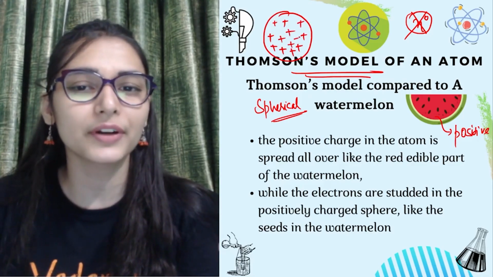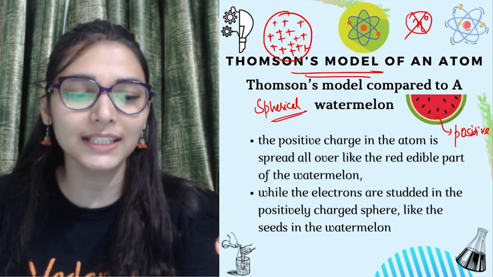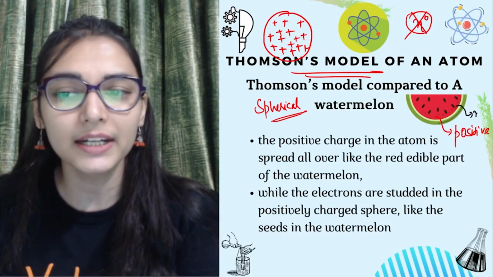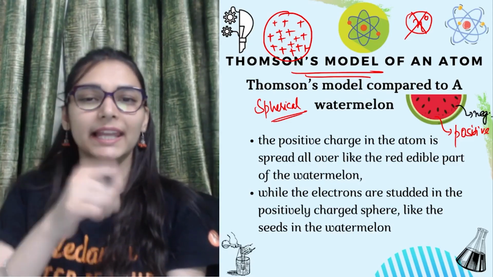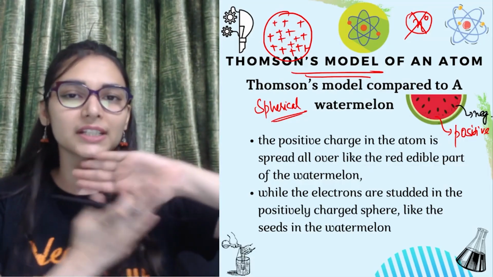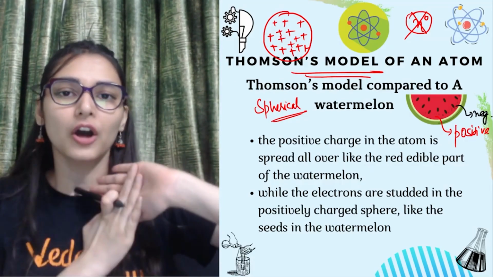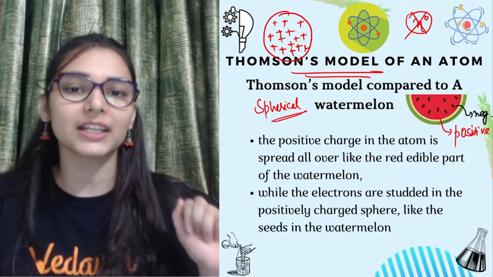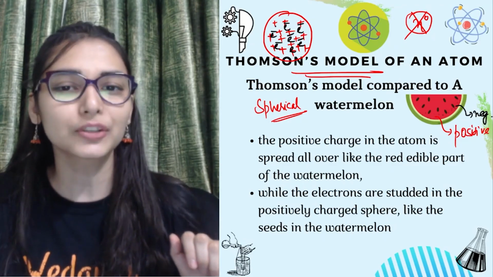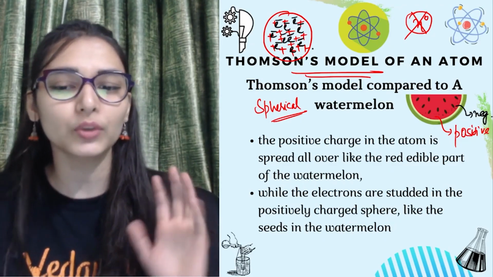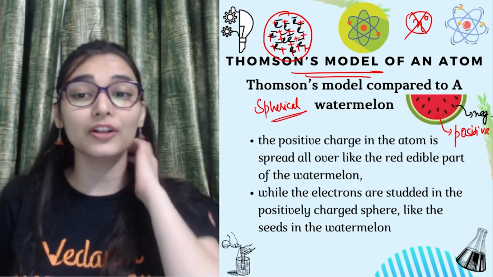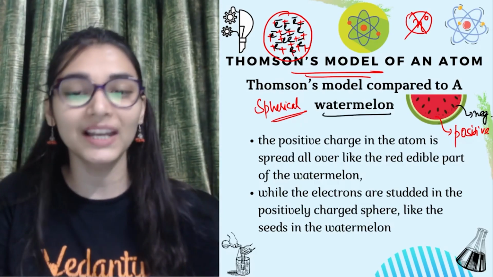The whole surface is covered with protons, and just like you have seen seeds in the watermelon, these seeds are like the negatively charged electrons in an atom. So the atom is spherical. That spherical surface is covered with positive charge, and on that positive charge, negatively charged electrons are embedded like the seeds of the watermelon. And the total positive charge will be equal to the total negative charge. That is what he stated, and he also called it a watermelon model or a plum pudding model.